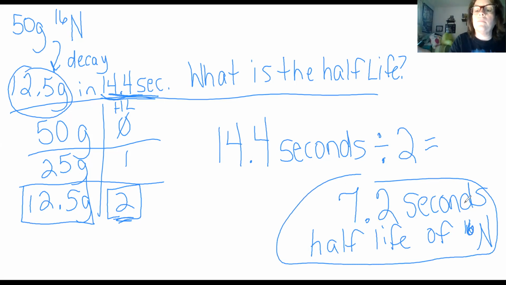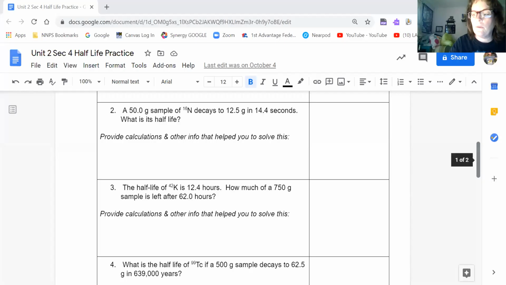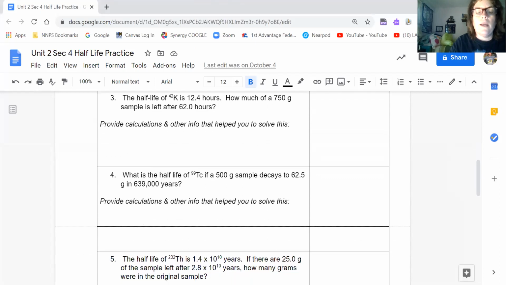All right, so you just got to basically run through the math with these. It's not hard. I'm going to go back and share my homework with you here so you can see what our next problem is. Half-life of potassium-42 is 12.4 hours. How much of a 750 gram sample is left after 62 hours?